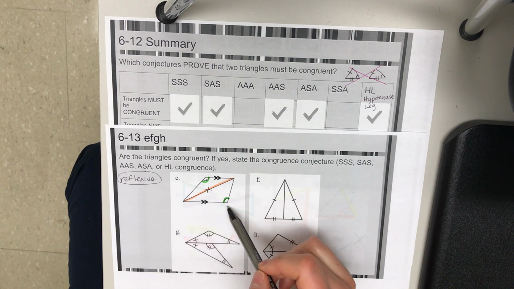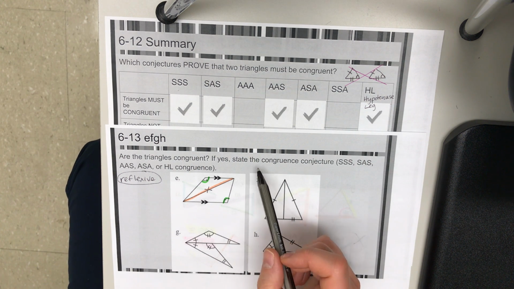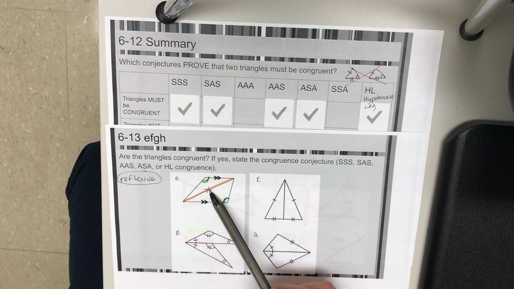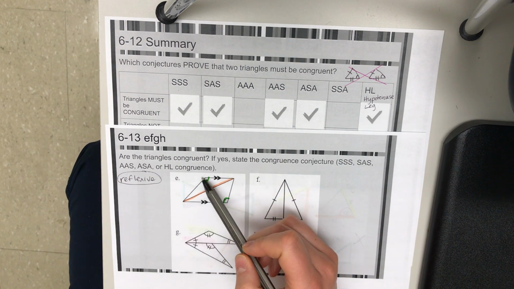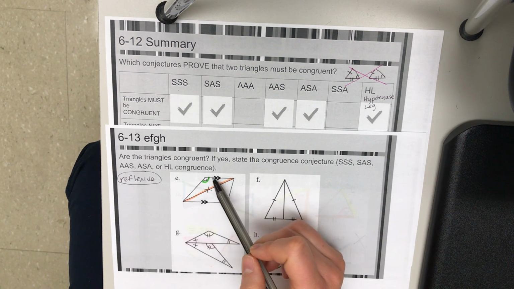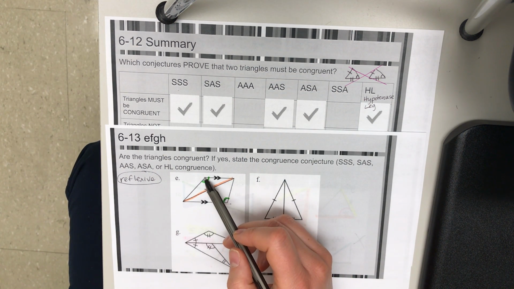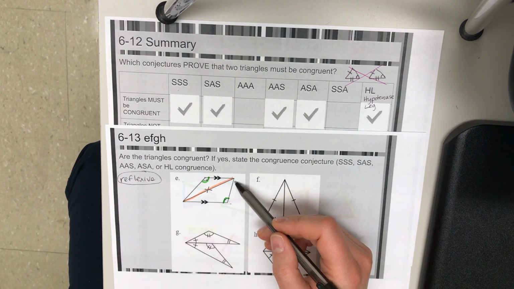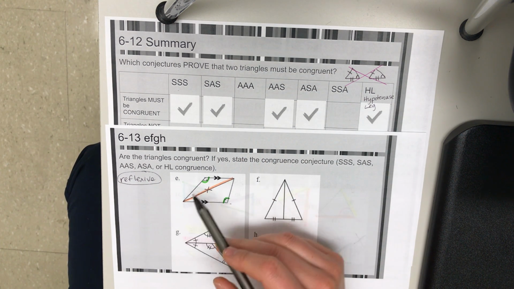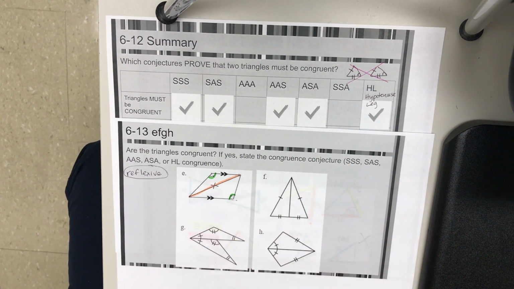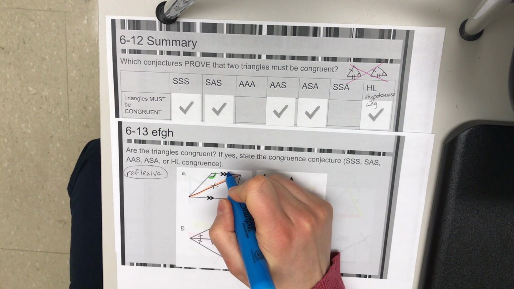Then I have these parallel lines again. Now this one I have to be a little bit careful because all 3 of these, they are transversals, but only one really connects the two triangles together. For example, this is a transversal between the two parallel lines, but it really is only a part of the top triangle. This one touches the top triangle. This one's really only a part of the bottom triangle. So I'm going to use this orange transversal, and I'm going to mark alternate interior angles.